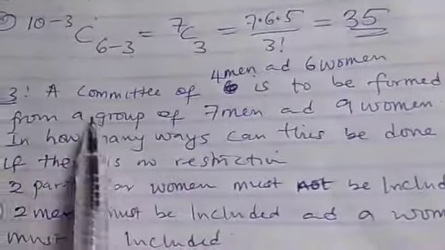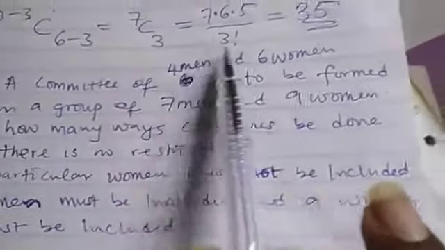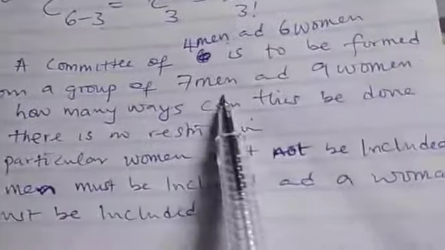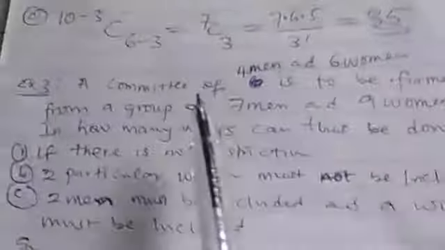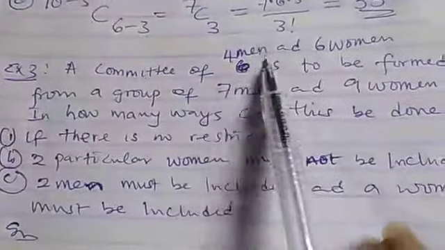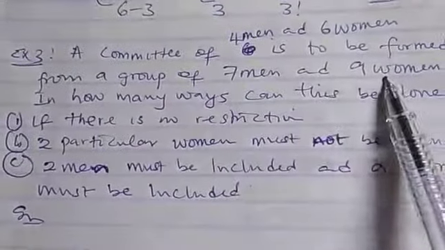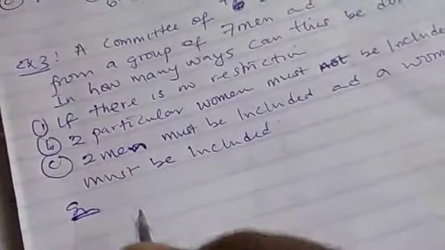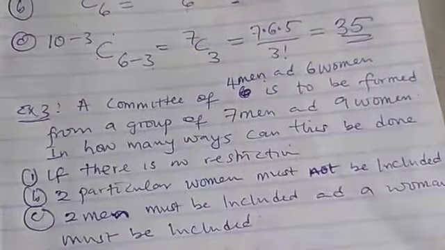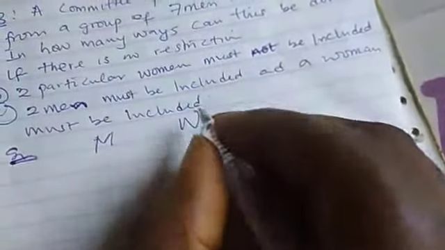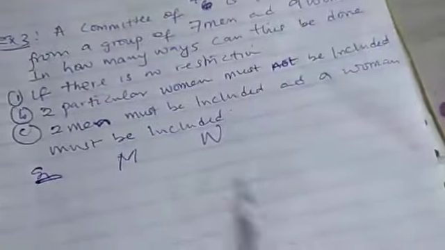Look at this example 3. A committee of 4 men and 6 women is to be formed from a group of 7 men and 9 women. You observe that for our previous examples, we are not discriminating. Here we are discriminating: men aside, women aside. Whenever you are given a question that is discriminating like this, you have to write them separately. Men aside, women aside. If there's another gender, we'll continue.